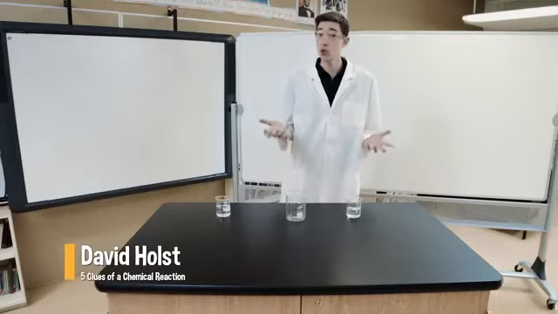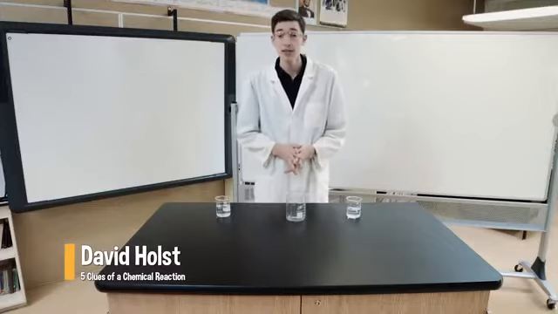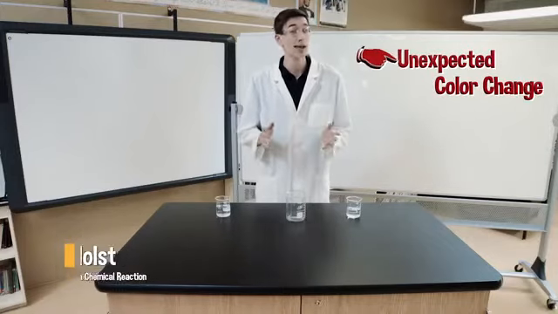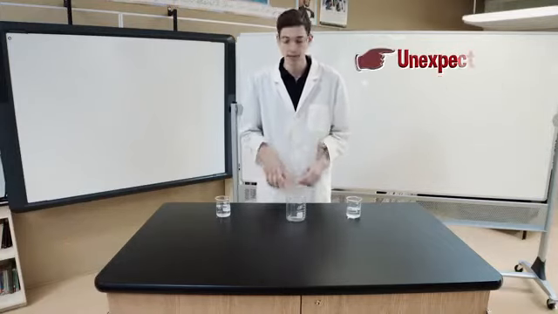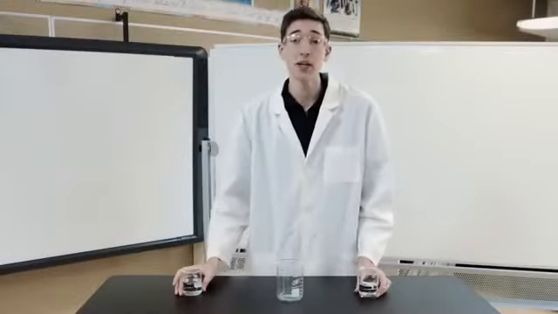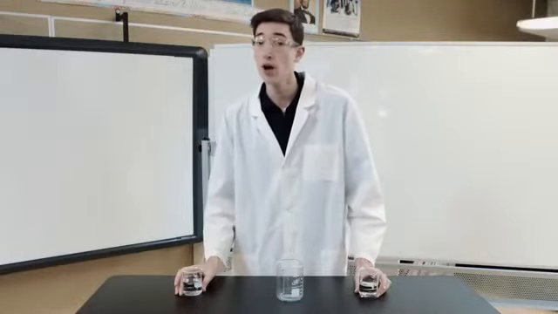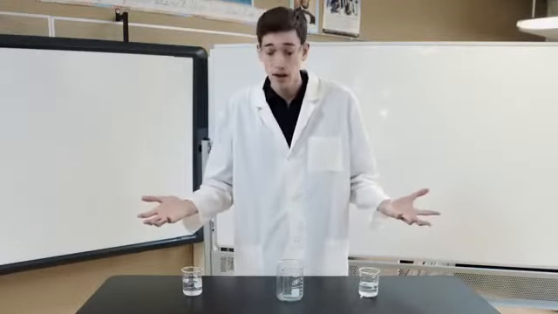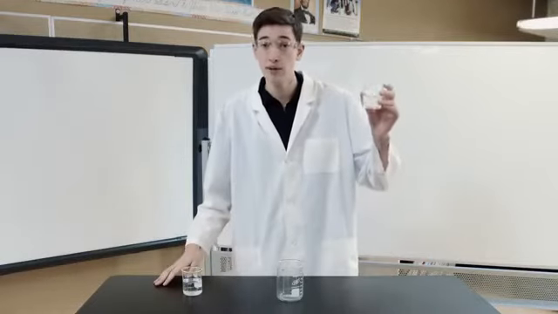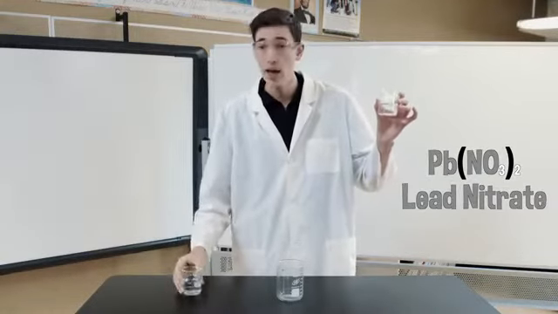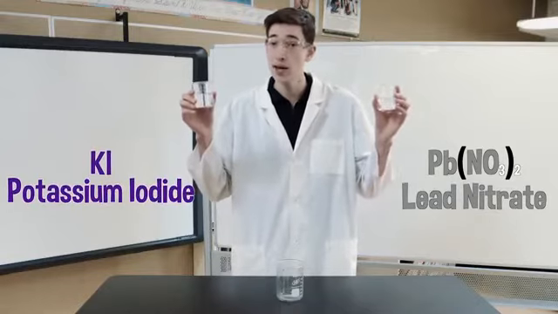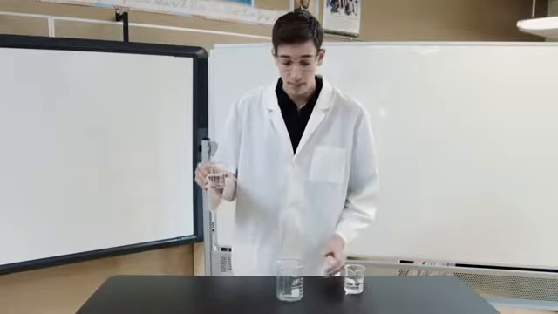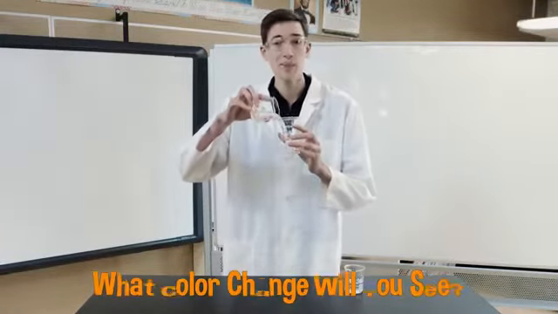Another clue that a chemical reaction is taking place is when we get a color change, but a color change that we didn't expect. When Mr. Franklin put the food coloring in the water, we expected it to change color. But here I have some lead nitrate, which is clear in color, and also some potassium iodide. When I combine them in this beaker, you'll see what happens.